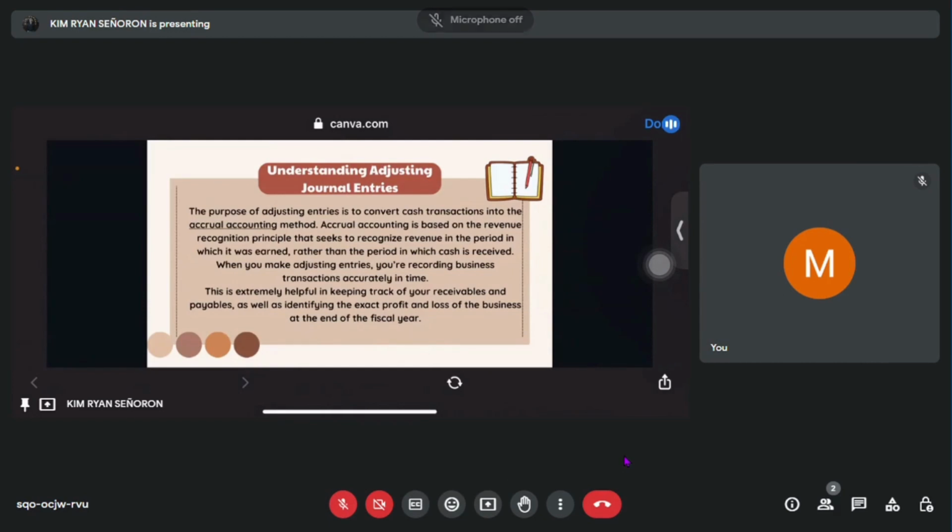Good day, everyone. I am Ryan Señoron, and let's talk about understanding adjusting journal entries. The purpose of adjusting entries is to convert cash transactions into the accrual accounting method. Accrual accounting is based on the revenue recognition principle that seeks to recognize revenue in the period in which it was earned, rather than the period in which cash is received.